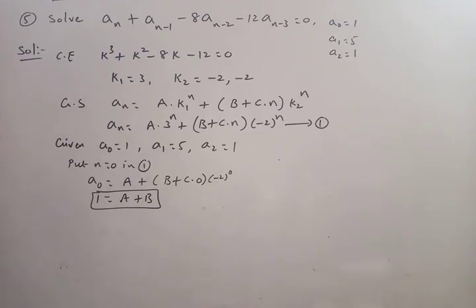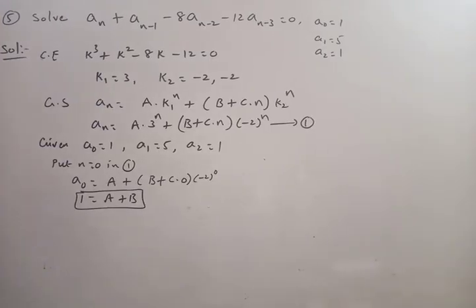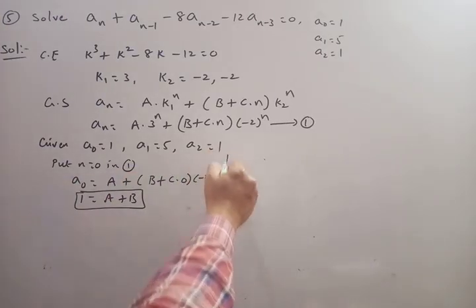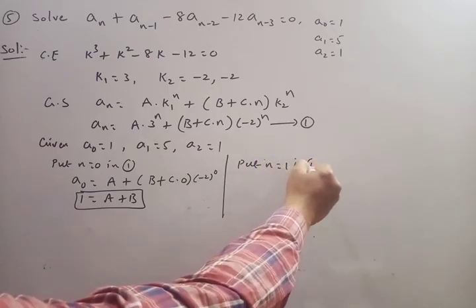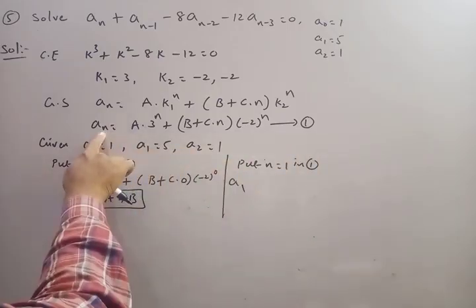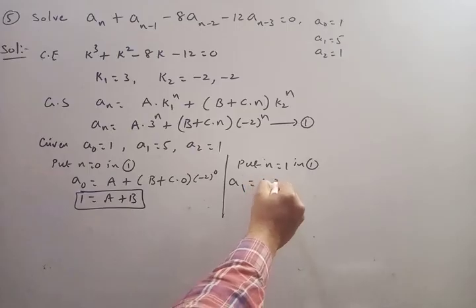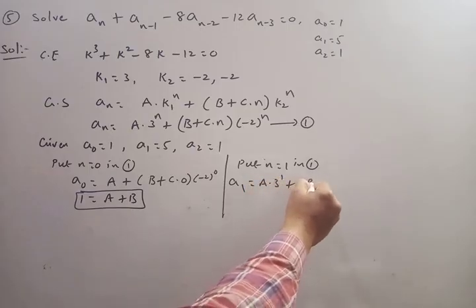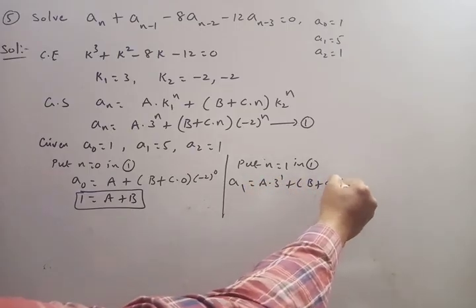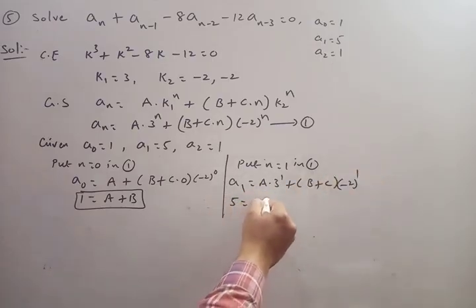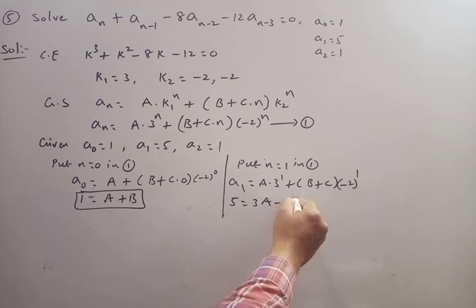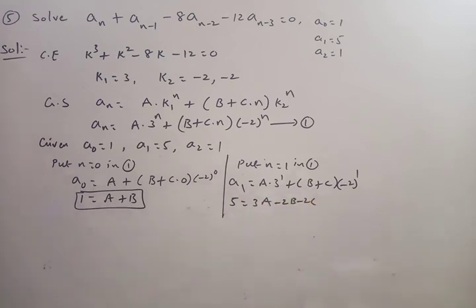I got one equation. Understand? Next, what do we have to do? We have to substitute n is equal to 1. If I put n is equal to 1 in 1, what do I get here? a1 is equal to a into 3 power 1 plus b plus c into minus 2 power 1. So a1 is how much? 5 is equal to 3a minus 2b minus 2c. This is one equation I got.